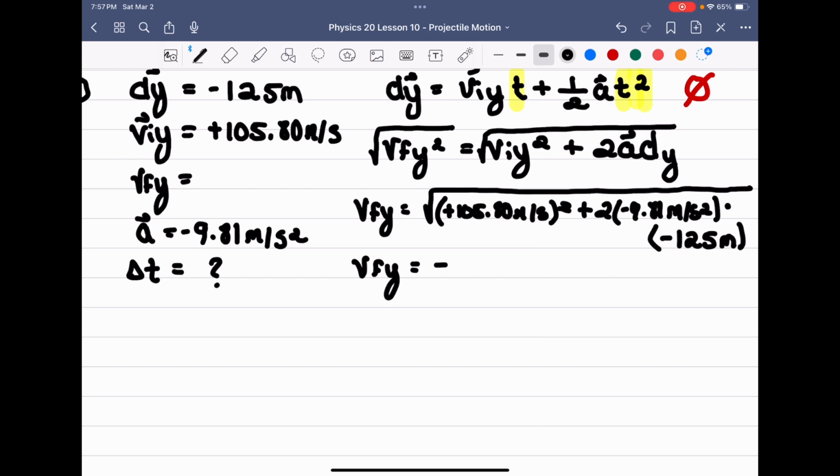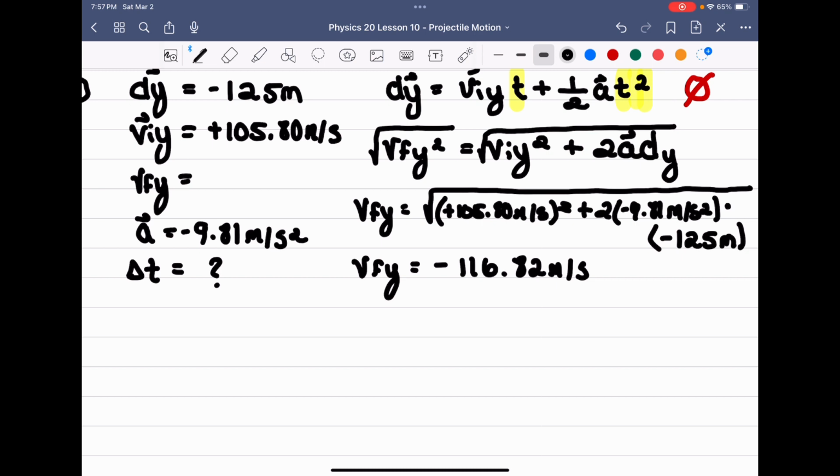And then what I need to now put is the magnitude. When I square root this, I get 116.82 meters per second. Excellent. Okay, now that we have our VFy, because it's going down, it's negative 116.82. This should make sense because it's been accelerated as it's headed down the cliff.